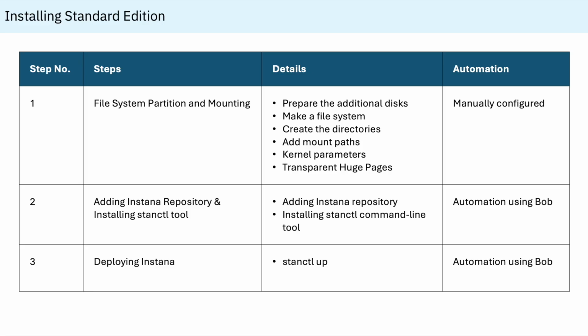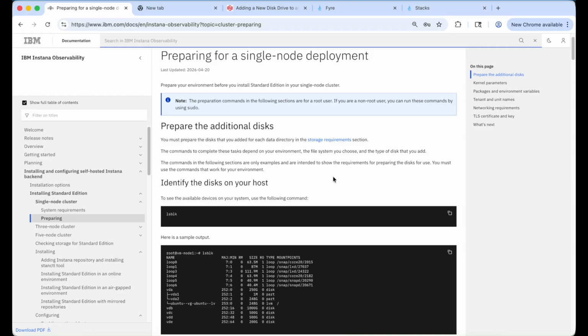The installation involves 3 steps. Step 1, File System Partition and Mounting, which we'll do manually. Step 2, Adding the Instana repository and installing the Stankel tool. Step 3, Deploying Instana. Steps 2 and 3 will be automated using IBM BoB. Let's start with Step 1.